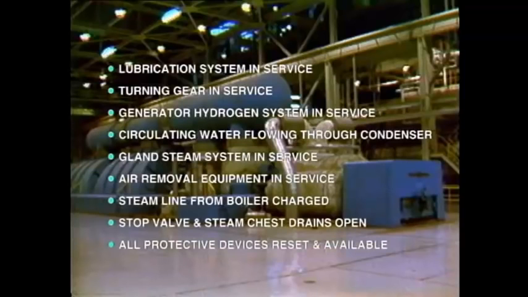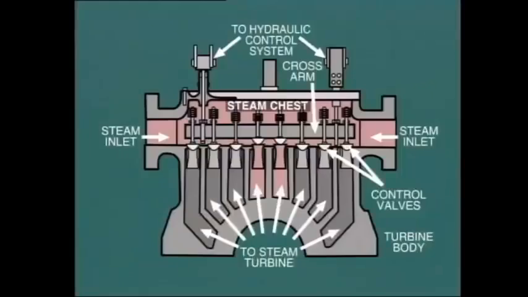and all protective devices reset and available. In this condition, one method of admitting steam to the turbine and running it up to speed is to operate the control valves by manual operation of the hydraulic control system. In bringing the turbine up to speed, relatively little steam is required, and it is probable that only one or at the most 2 of the control valves will be open or partially open to control the rate of speed increase. This feature has a particular negative impact.